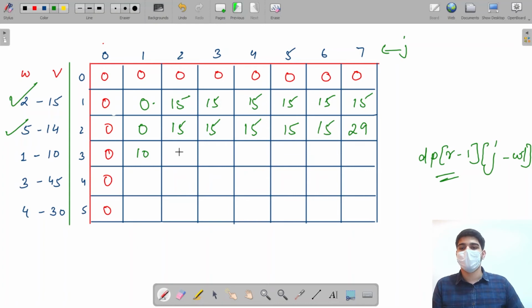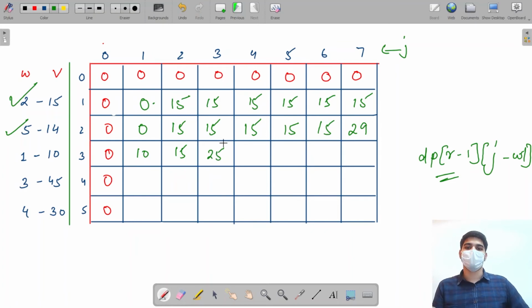Now, in this case, I can include myself or exclude myself, right? If I include myself, I would get 10 plus 0, which is 10. Exclude myself, I would get 15. So 15 wins. Now, in this case, if I exclude myself, I would get 15. But if I include myself, I would get 10 plus 15, which is 25, right?